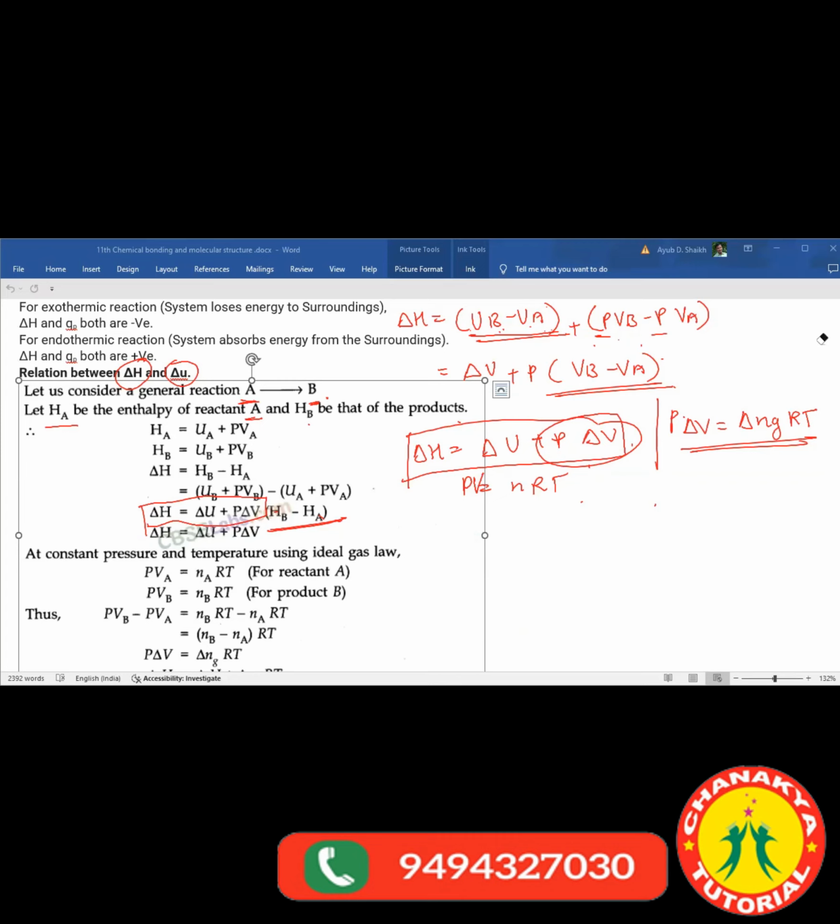Now what you're gonna do? You'll just put this value of P delta V. You will get enthalpy, delta H is equal to delta U plus P delta V. Instead of that, what you're gonna write? Delta NG RT. Clear? You can say this would be equation number 4. This would be equation number 5. By putting the value of equation 5 in equation 4, you will get equation number 6. Fine?